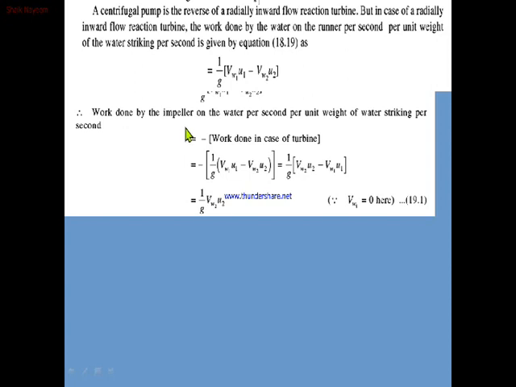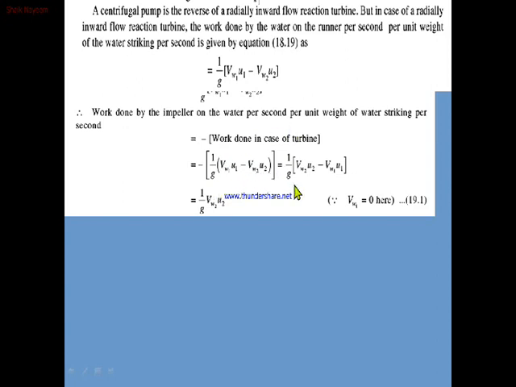We'll see how to calculate the work done of the centrifugal pump. The centrifugal pump is the reverse of the radial inward flow reaction turbine. In the inward flow reaction turbine, the work done by the water on the runner per second per unit weight of the water striking per second is given by the below equation, where Vw1 is the whirl component and small u is the tangential component. So we need to calculate the work done of the centrifugal pump. The work done of the centrifugal pump per second per unit weight of the water striking per second is the negative of the work done in the case of the turbine. So this will be given as below.